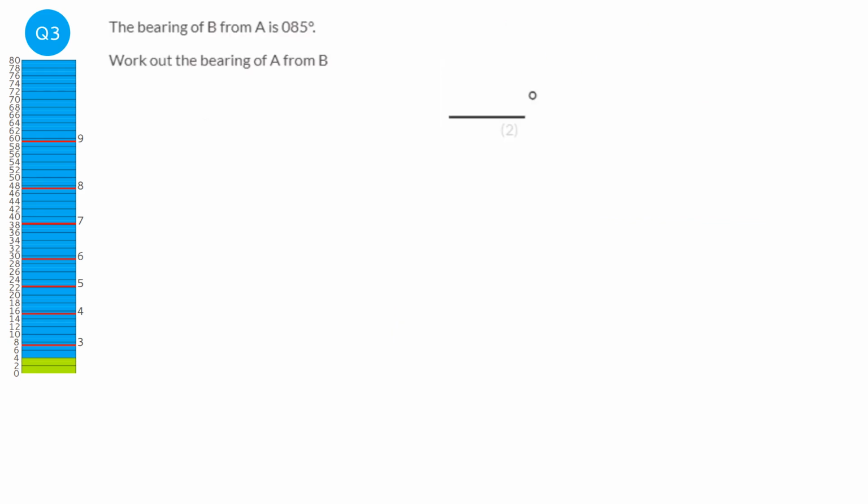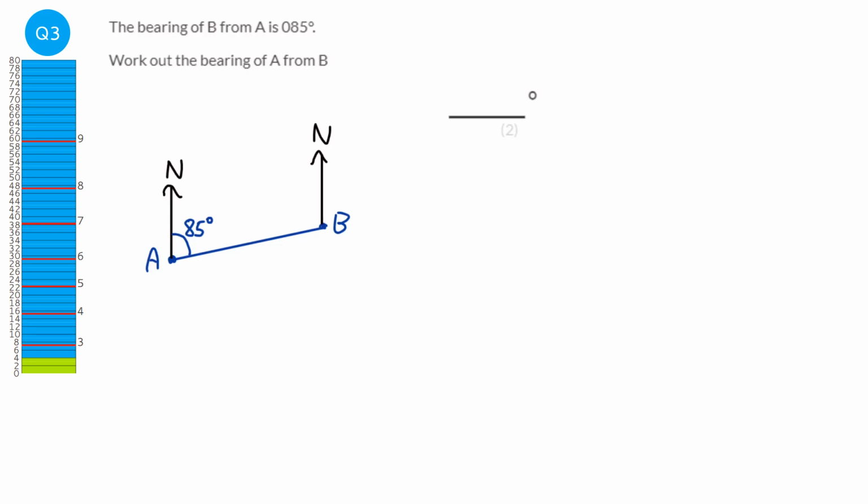So I'm going to start off just with a quick sketch, and we know that the bearing of B from A is 85 degrees. So we're going to have A here and B here. And let's just draw a line between them, and let's do both our north lines. And so we know that this angle here is 85 because it's the angle on the bearing of B from A, so it's 85 degrees.